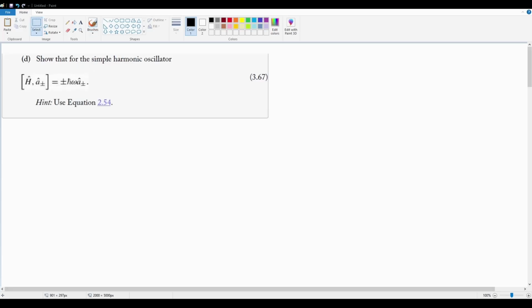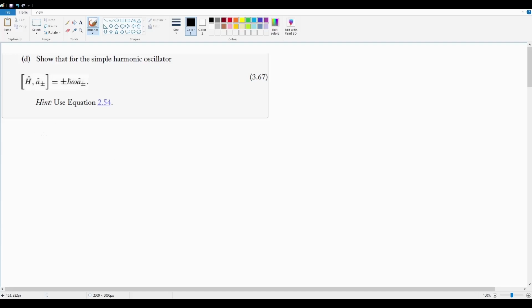Okay, part D is asking us to show that for a simple harmonic oscillator, the Hamiltonian and the ladder operator commute as plus or minus h bar omega a hat plus or minus, and our hint is to use equation 2.54.